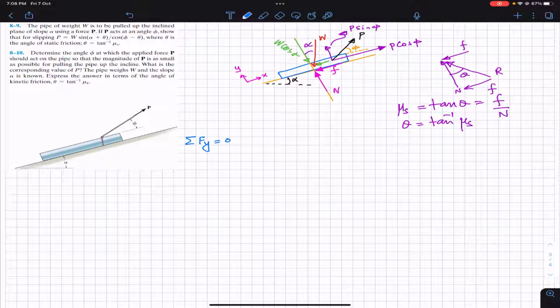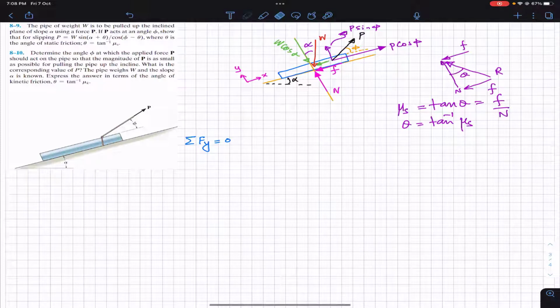Since the pipe is in equilibrium, we are finding the force P to avoid slipping, right? It said that the pipe is to be pulled up the inclined plane of slope S if P acts at an angle theta. So we have to find that P, to avoid that slipping.